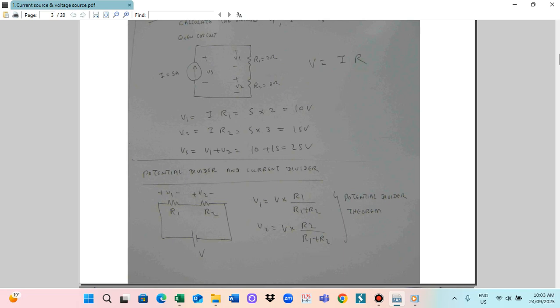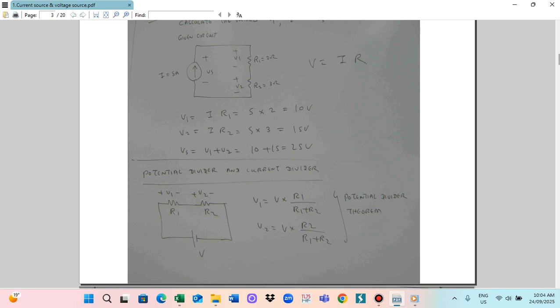Now we use the potential divider and the current divider. This means when two resistors are connected across the supply. So resistor R1 and resistor R2, for the supply V. The resistor R1 voltage is V1, resistor R2 voltage is V2. So we can calculate V1. The formula is V1 is equal to V multiplied by R1 divided by R1 plus R2. And similarly V2 you can also calculate. V2 is equal to V multiplied by R2 divided by R1 plus R2.